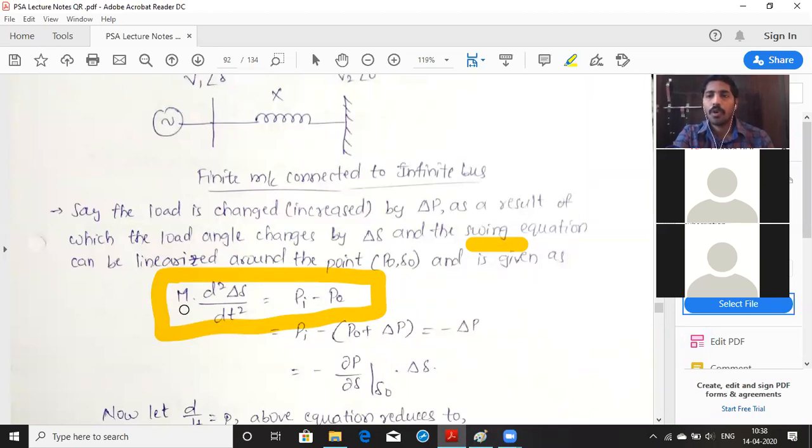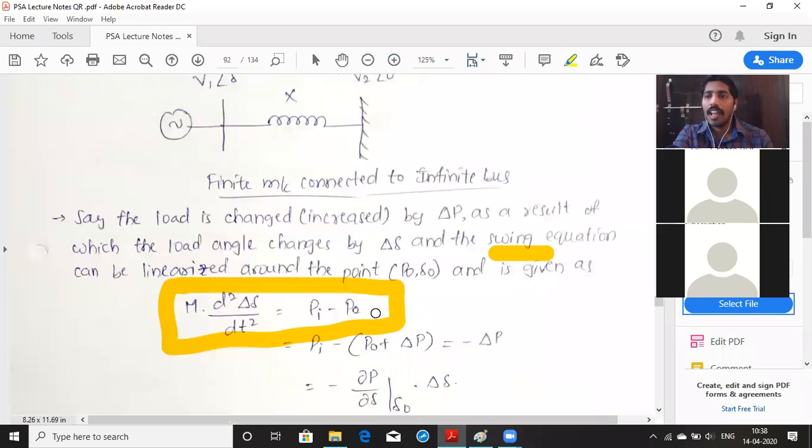M is the moment of inertia, that is, the inertia of the rotor of a synchronous generator. D square delta by dt square is how much the angle is going to change with respect to time. Pi is the input power of a synchronous generator, nothing but the mechanical power or shaft power. PE, this is not P naught, this is PE, is nothing but the electrical output power of the generator.